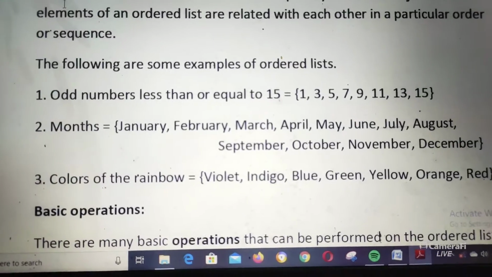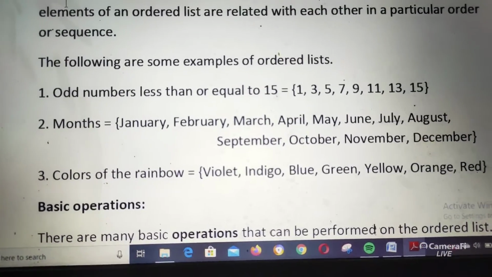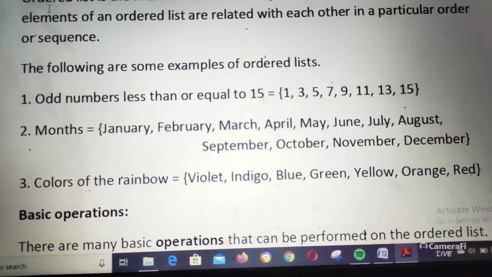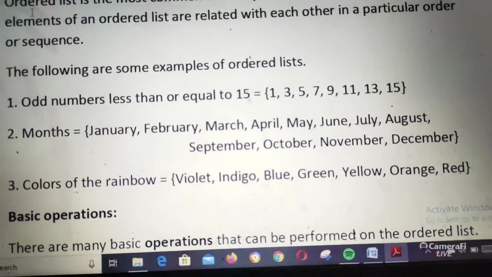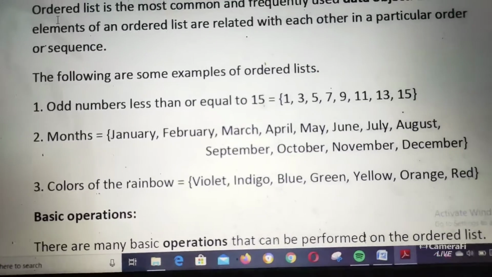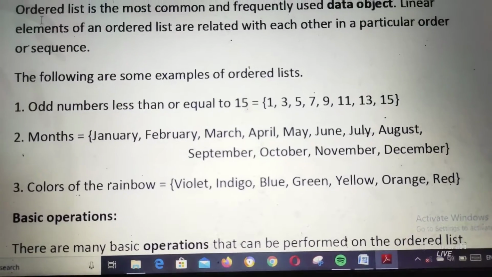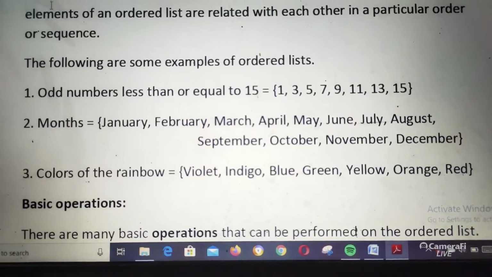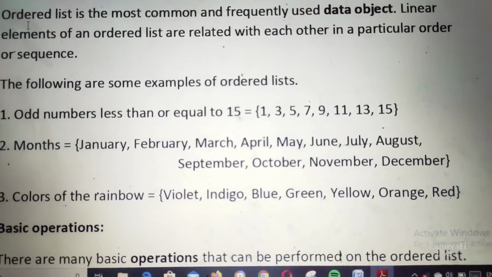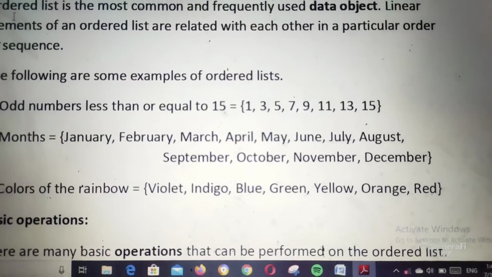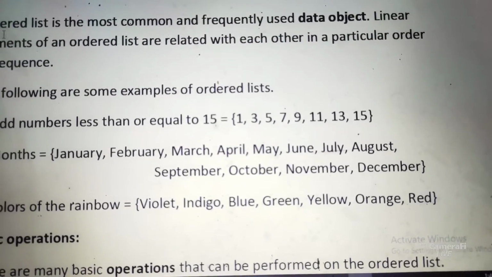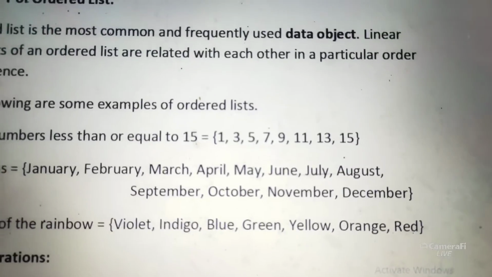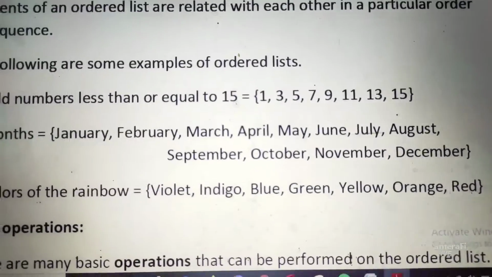For example, like in our textbook, the odd numbers less than or equal to 15 are 1, 3, 5, 7, 9, 11, 13, 15. So they are arranged in an order. Which order? For example, descending or ascending order. There is a relationship, a sequence, and therefore it makes an order. The difference is 2 between any two elements.